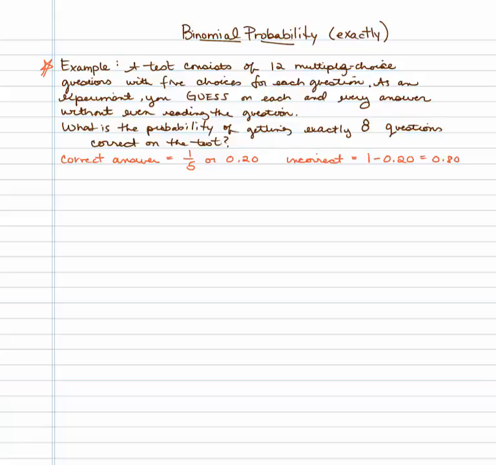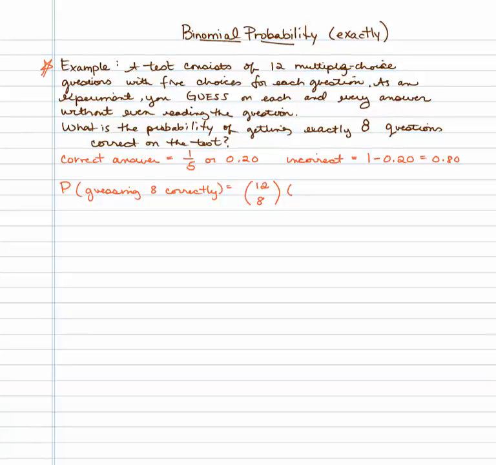So how we do the probability of this, and we're guessing 8 correctly, is we need to figure out how many possible combinations this could be. From 12 possible questions, we want to get 8 of them correct. So that's that formula that we were doing for combinations before. 12 possible questions, we want to get 8 of them right.